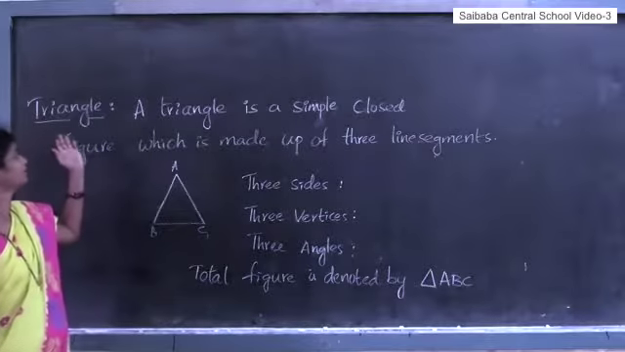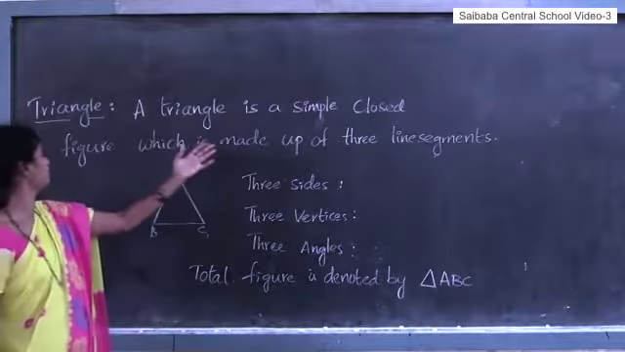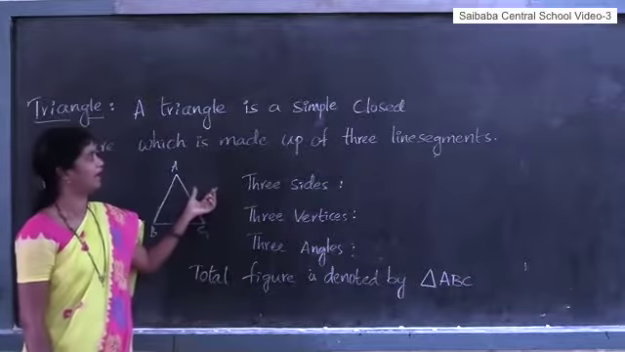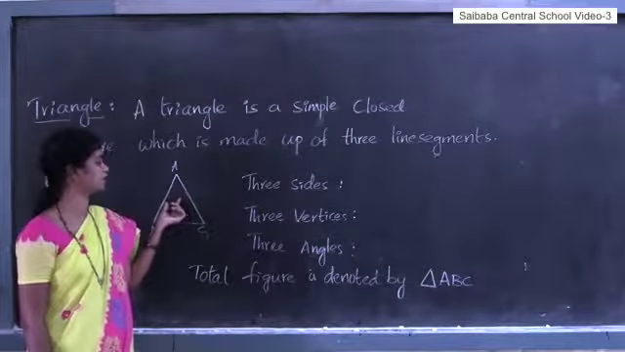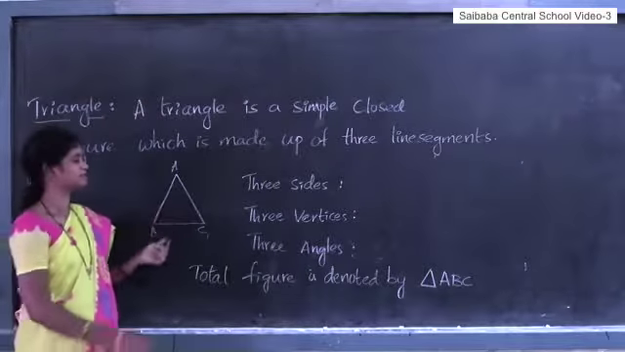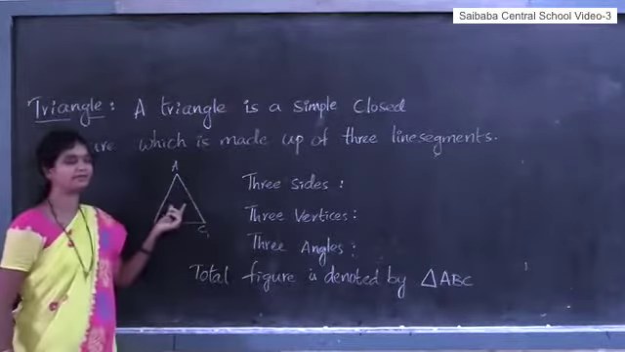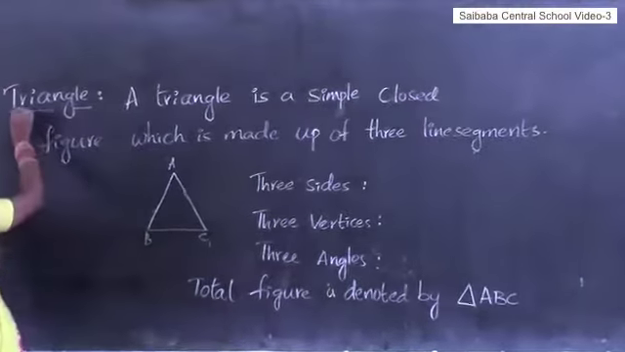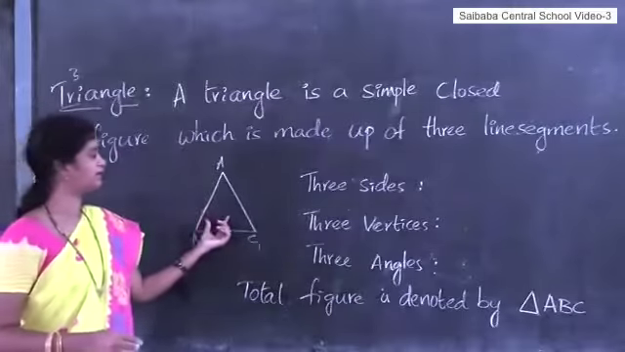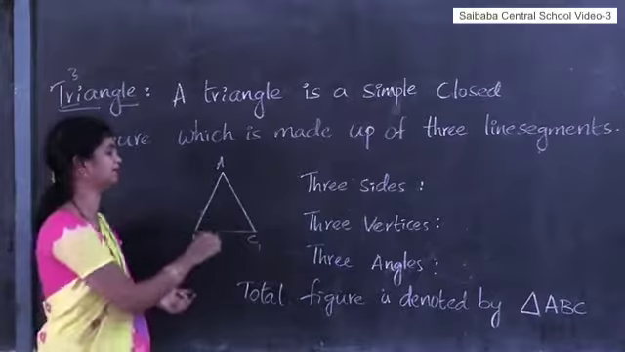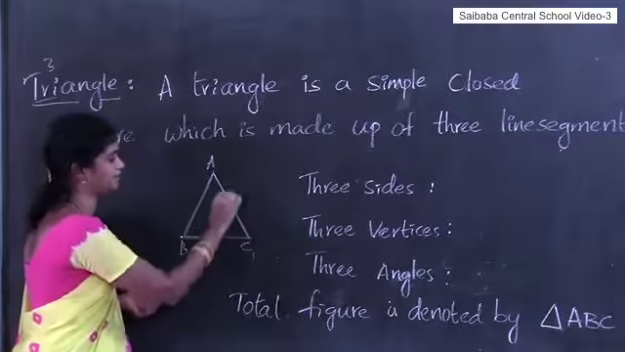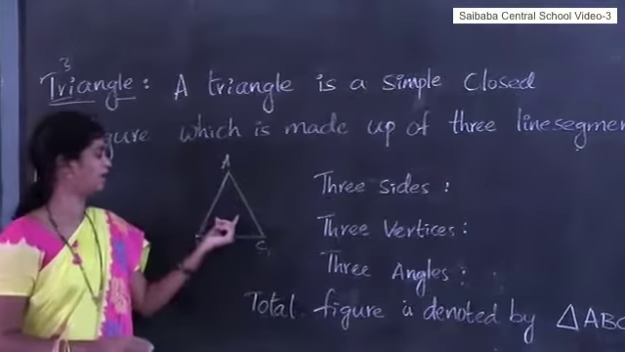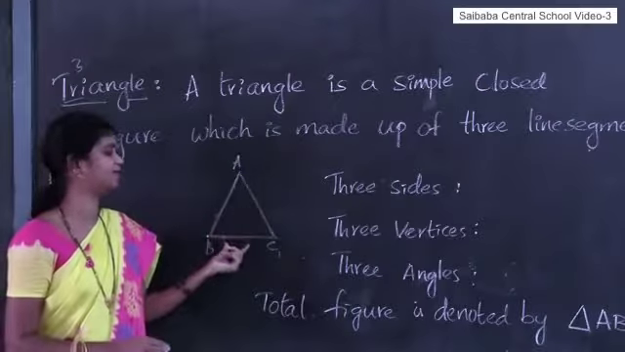Triangle. A triangle is a simple closed figure which is made up of three line segments. And before only we have learned the definition of a polygon. It is the smallest polygon that is formed with three sides. So here, triangle: tri means three. So this is the smallest polygon that is formed with three sides.